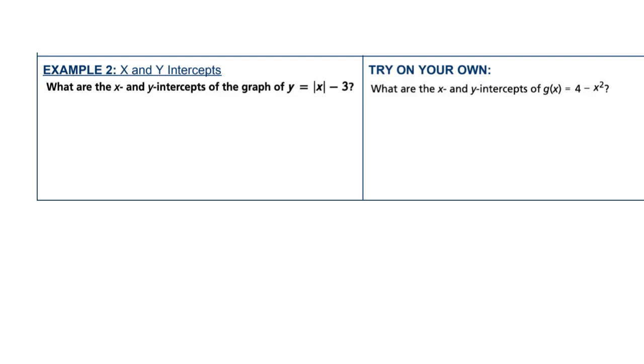All right, the next topic to review is x and y intercepts. Our x-intercept is where our function crosses the x-axis. When it crosses the x-axis, that means y equals 0. And our y-intercept, meaning when it crosses our y-axis, that's when x equals 0.